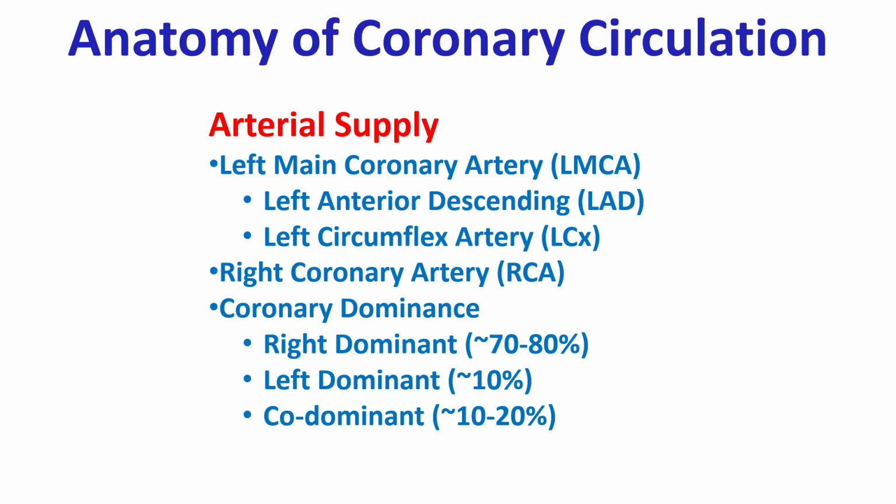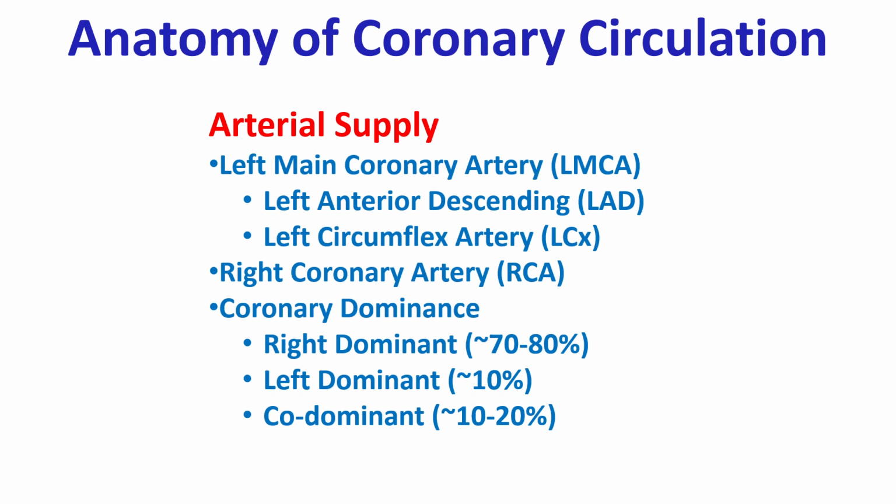Right coronary artery originates from the right aortic sinus and travels down the right atrioventricular groove. It typically supplies the right atrium, the right ventricle, the sinoatrial node in about 60% of people, and the atrioventricular node in about 90% of people.